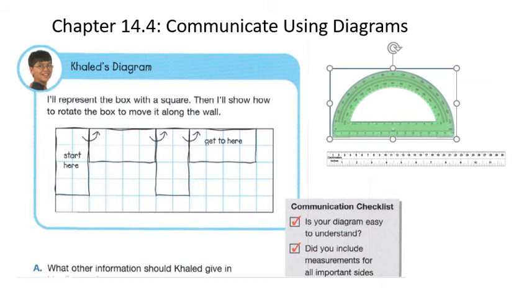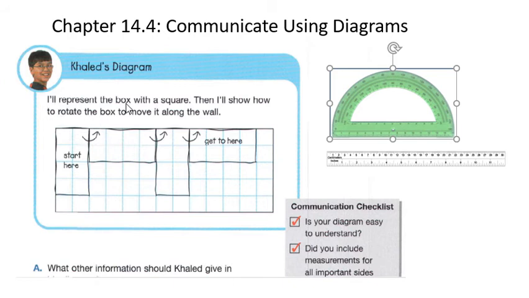Today we're going to be looking at the diagrams that a student has drawn and seeing how we can better the communication and instructions about what the student did. So here we have a student named Khaled, and he's representing a box with a square here. So let's take a look at what he's done.